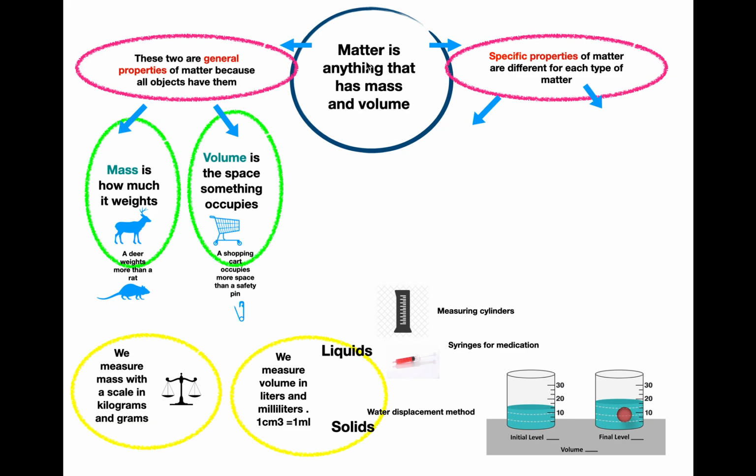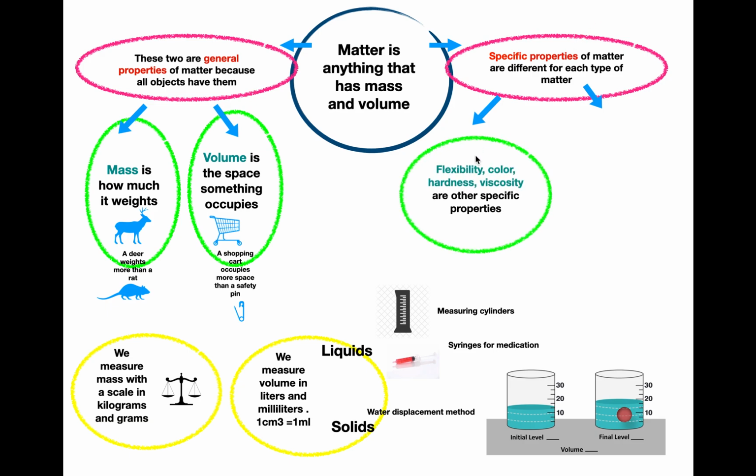But matter has different properties, not only general ones, so all common for all. Even though we talk about different mass and different volume, all have mass and volume. But some objects have different or specific properties. For example, flexibility, color, viscosity, hardness. These are specific characteristics, not common in all objects.